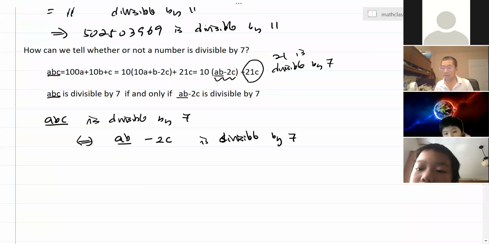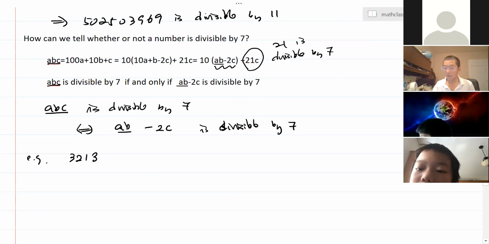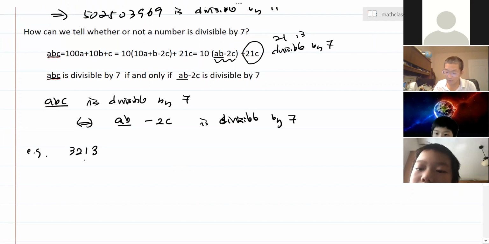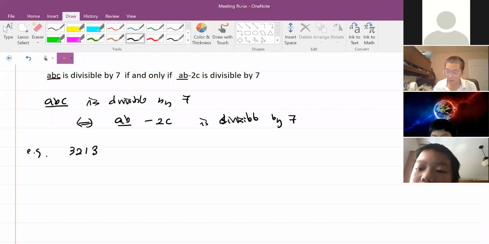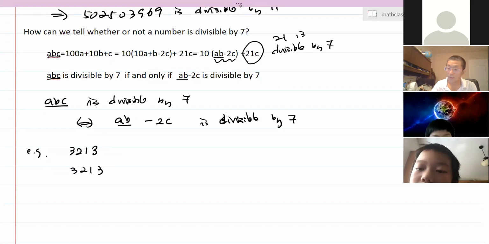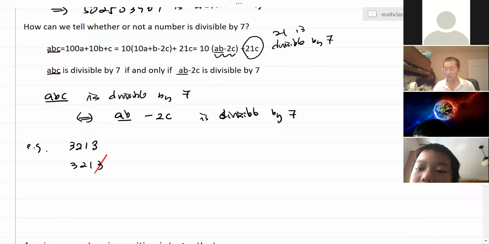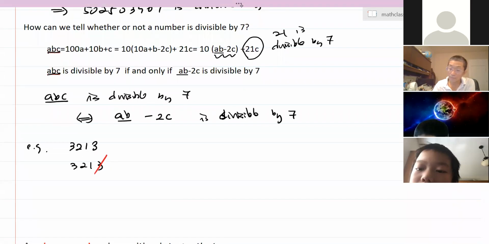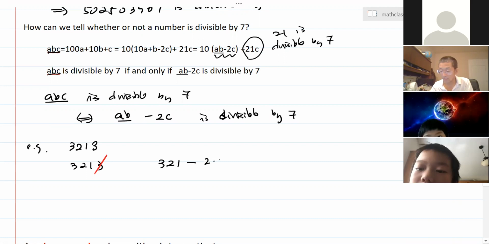Let's check the following number. Take a look at the example: 3,213. This is a 4-digit number. Using the same idea, step one, I drop the 3, so I get a three-digit number, 321, minus twice the last digit, 321 minus 6. I'm going to have 315.